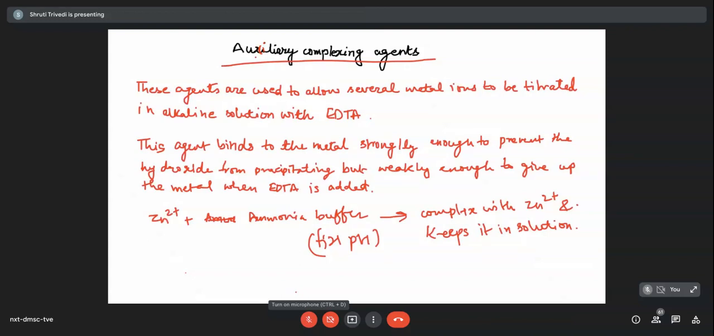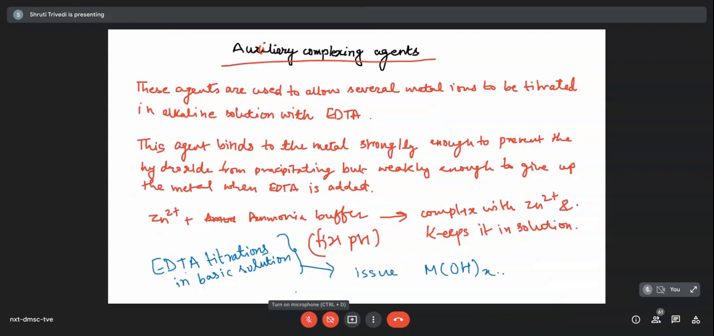Why do we add auxiliary complexing agents to a particular solution for a particular titration? So we will see that. Basically, these agents are used to allow several metal ions to be titrated in alkaline solution with EDTA. Now, suppose you are going to perform your titration in alkaline solution. So there might be several issues. EDTA titrations in basic solution. When you perform this, you have several issues. The major issue is metal hydroxide formation. If you have basic solution, your metal is going to form hydroxide, and this hydroxide is going to precipitate out.